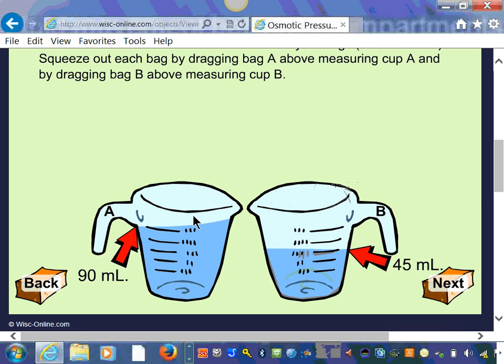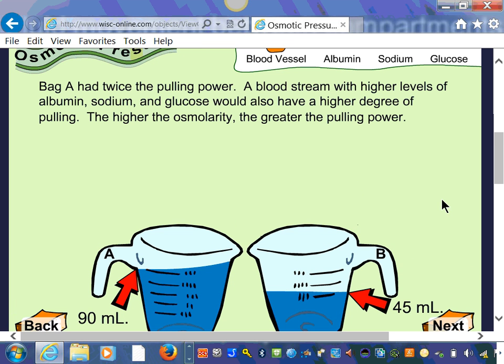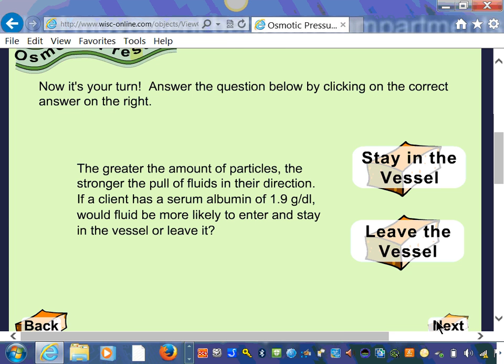And you can see that A, which had more solutes, pulled in more fluid inside. So A has twice the pulling power, and that is because it has greater levels of these solutes like albumin, sodium and glucose. So the higher the osmolarity, the greater the pulling power, right? The greater the amount of particles, the stronger the pull of fluids in their direction.